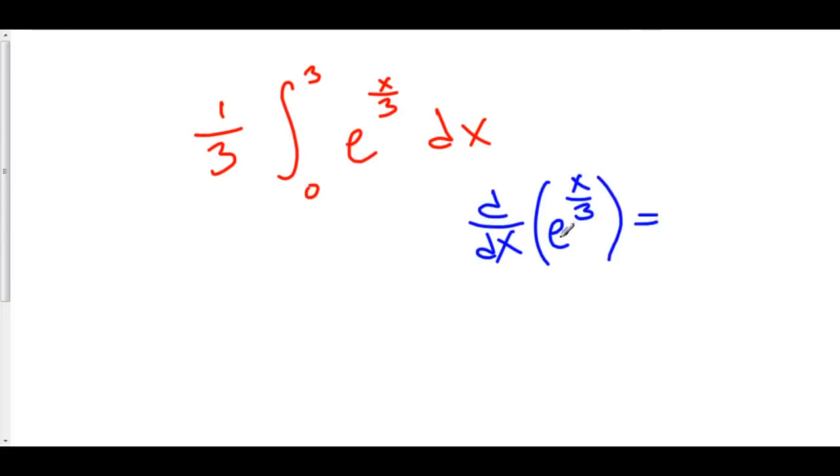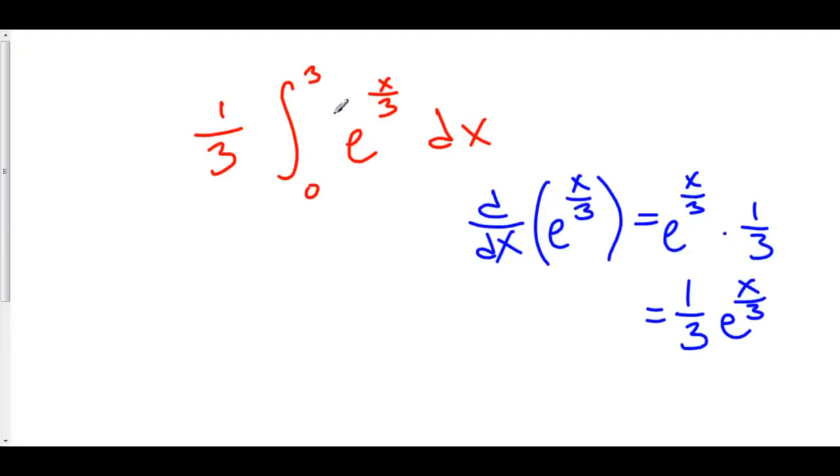So we've got the derivative of e to the x over 3, and by the way, x over 3 is the same thing as 1/3 x. So the derivative of e to the stuff is e to the stuff times the derivative of the stuff, and the derivative of x over 3 is just 1/3. So the derivative of e to the x over 3 is 1/3 e to the x over 3. What this means is that the antiderivative of 1/3 e to the x over 3 is e to the x over 3.